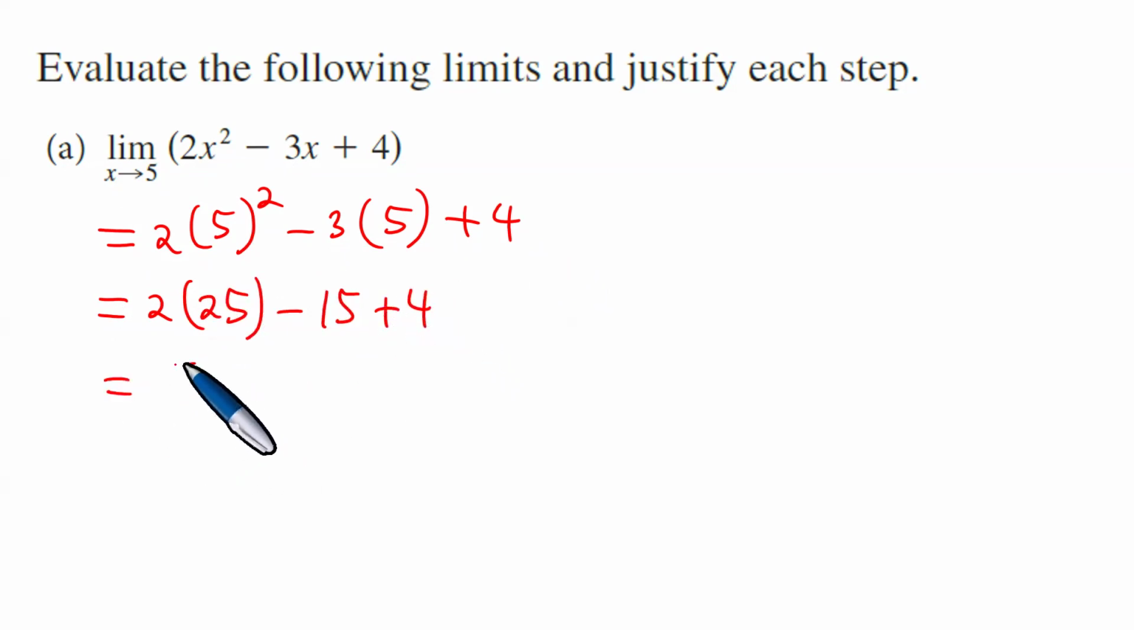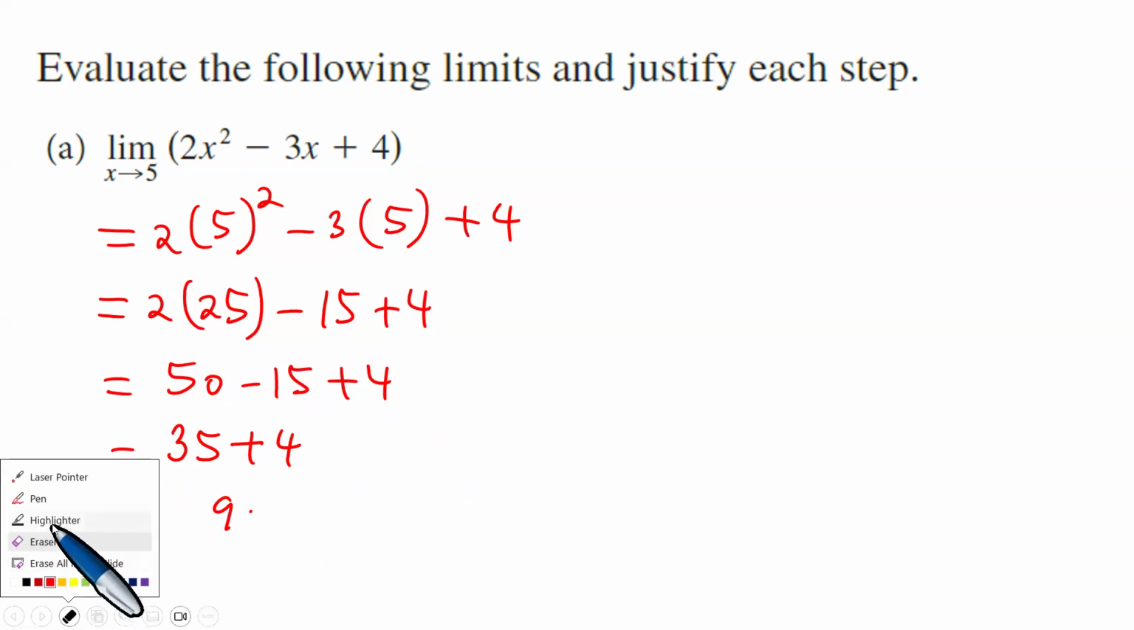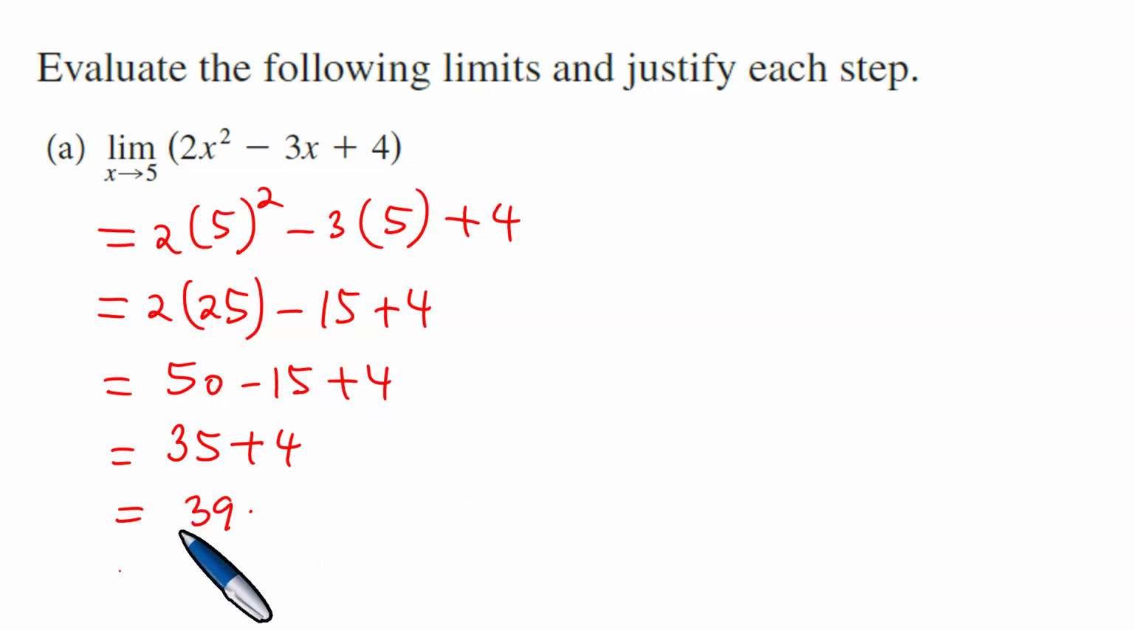What is 2 times 25? 50. 50 minus 15 plus 4. What is 50 minus 15? Is it 35? Okay. Then plus 4 is exactly what? 39. It appears that it is 39, correct? I'm sure you can do that.